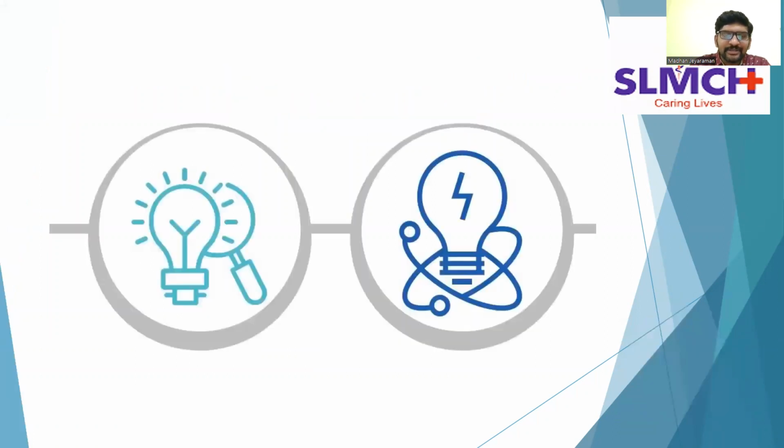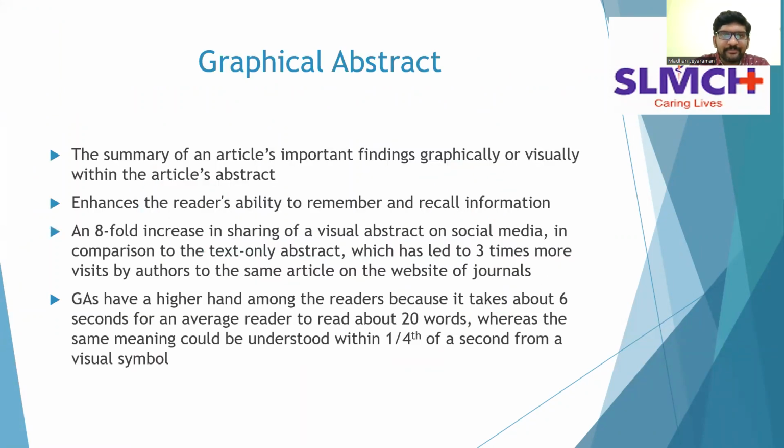So, what does this image indicate? The image on the left side indicates the research, and the right side indicates the dissemination, how to disseminate. So here comes an important tool called a graphical abstract. It is nothing but a summary of an article's important findings in a visual manner, using either icons or infographics.